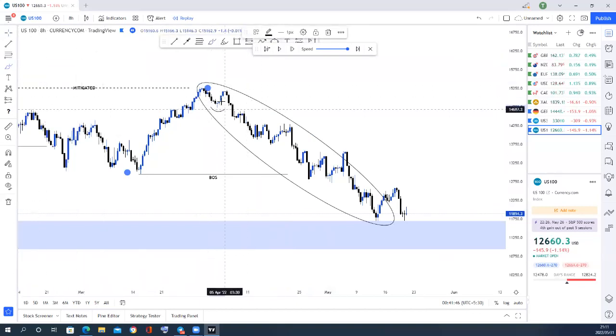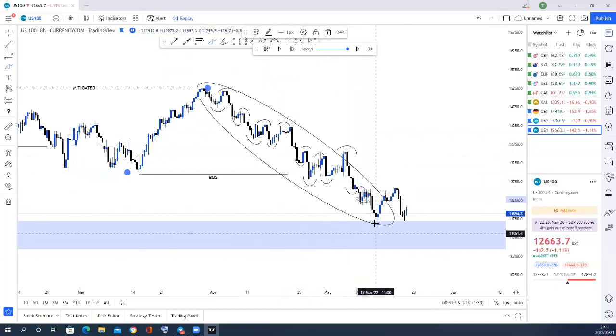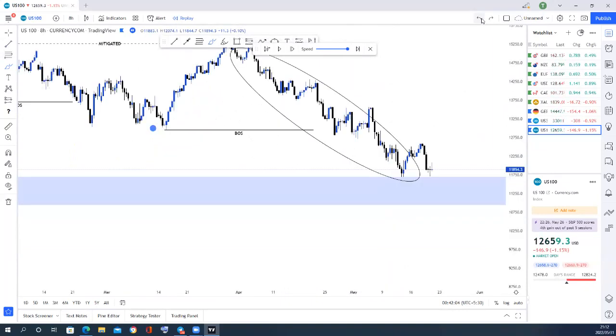You understand? Lower low, lower high, lower low, lower high, the same thing over and over and over again. But when the market taps into a point of interest, look what it does. This is what's interesting now. The market tends to do what? The market tends to take out the high.